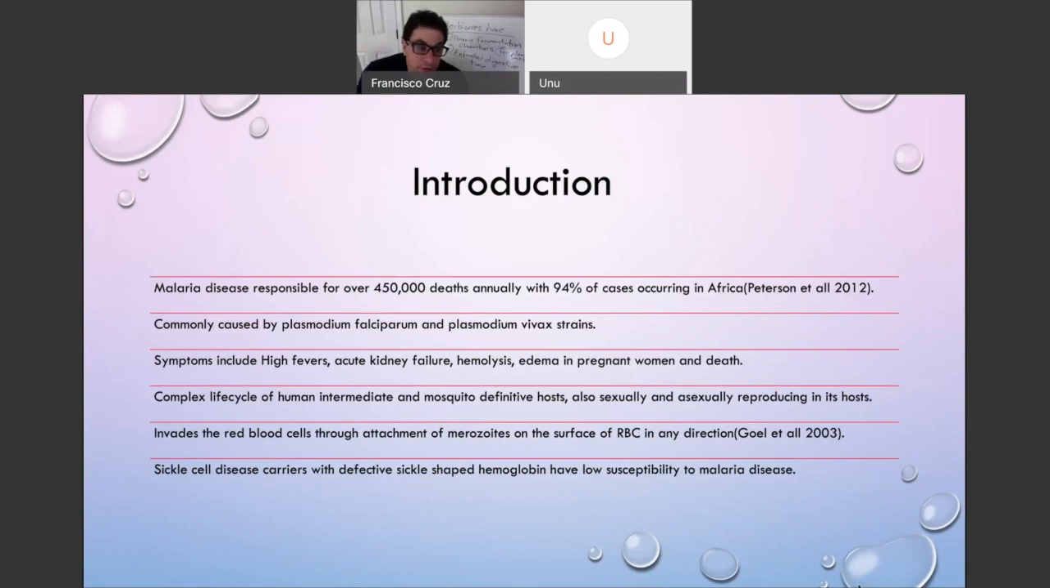So if I were to go over this, say, I want to talk about malaria and associated diseases. I wanted to talk about how these microbes, Plasmodium falciparum and Plasmodium vivax, are related to the cause of malaria. If you didn't know, symptoms include high fevers, acute kidney failure, hemolysis, edema in pregnant women, and death. So it's pretty bad. I'm sure you've heard of malaria. Let's talk about the life cycle. It has a complex life cycle, or I would just take this out, this complex life, because you're about to show them. So I wouldn't really worry about it.